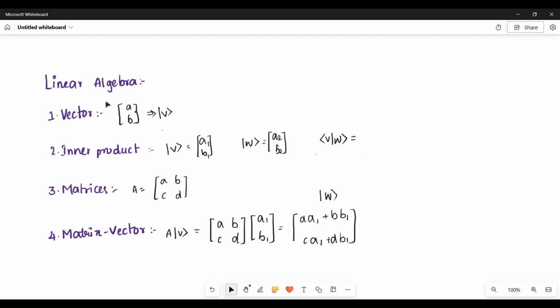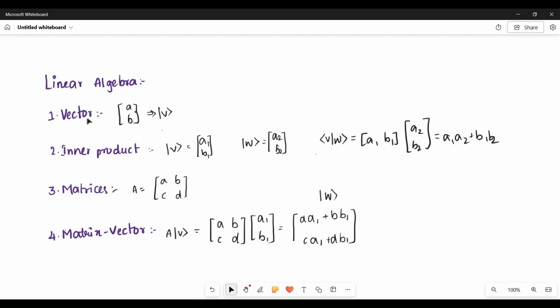We begin with linear algebra, the language of quantum mechanics. A vector like ket v equals a column vector of a, b, and the inner product is read as bra v ket w. We'll calculate the inner product of v and w, where ket v is a1, b1 and ket w is a2, b2. Here we need to write the bra notation of v, which is the transpose of the ket notation, and ket w will be a2, b2. So the inner product will be a1 a2 plus b1 b2.